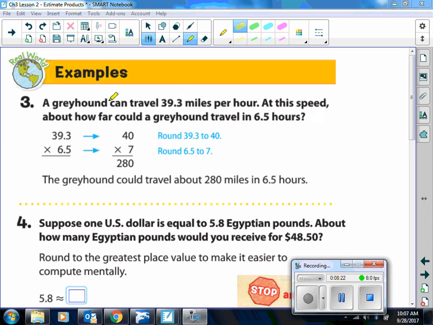At this speed, about how far could the greyhound travel in 6.5 hours? So here we're going to multiply 39.3 times 6.5, and we're going to estimate. And so of course, 39.3 rounding to the greatest place value, that's the tens place there, is going to be 40. And then 6.5 rounds to 7. So 4 times 7 is 28, and then we add 1 0. So the greyhound could travel about 280 miles in 6.5 hours.